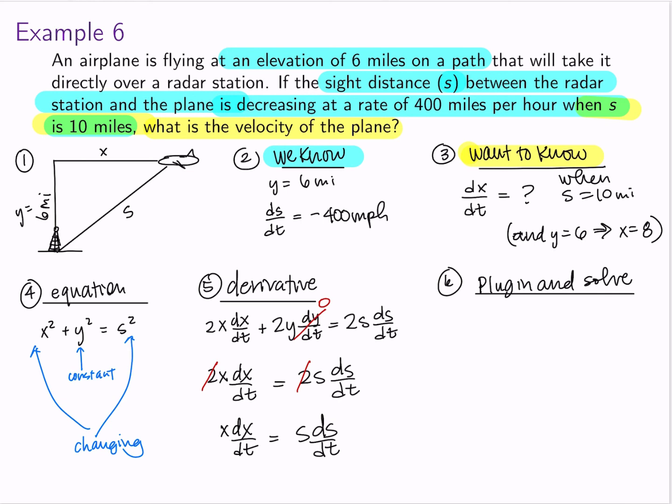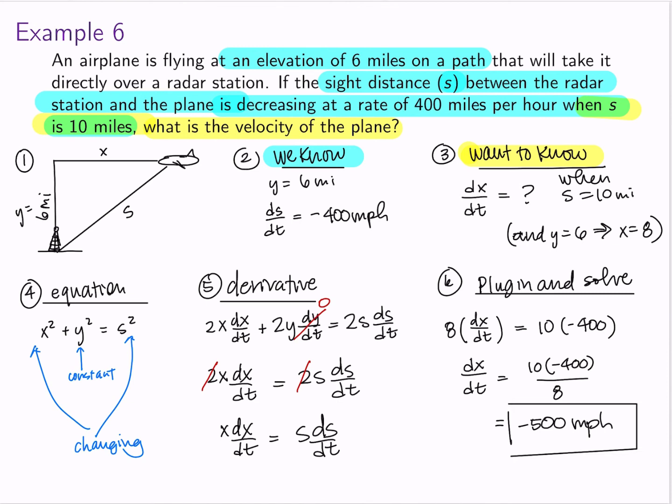All right, so let's go back to plugging in. I'll start with x, so that's 8. dx dt, well, that's what I'm looking for, so I need to leave it as dx dt, equals s. My s I care about is 10. That's the moment in time. And what is ds dt? ds dt is negative 400. So this tells me that dx dt is 10 times negative 400 over 8. And we can simplify that. It ends up being negative 500 miles per hour.